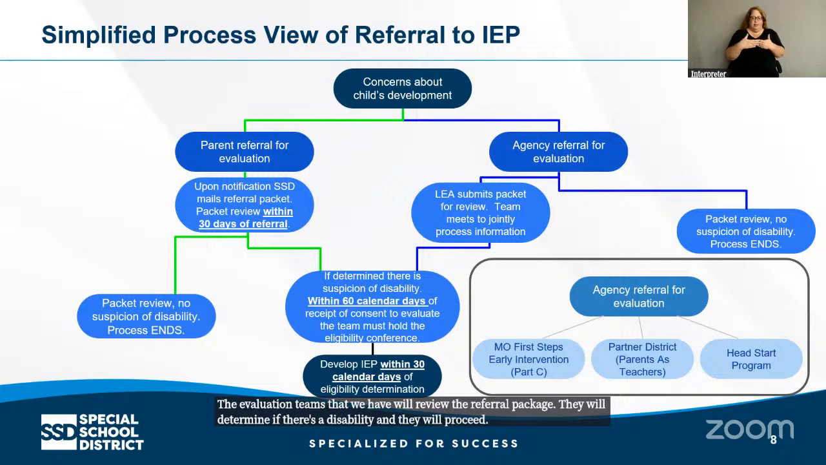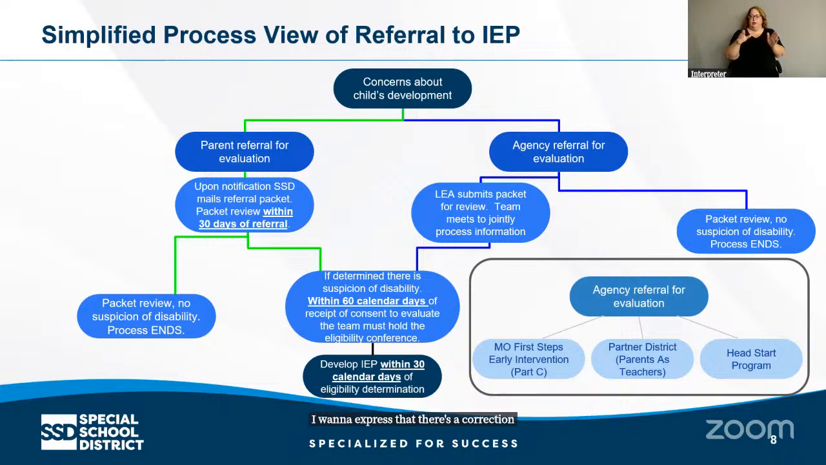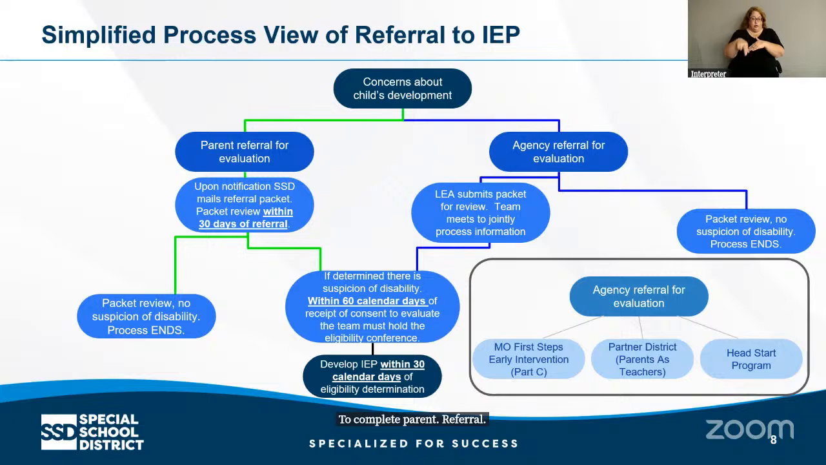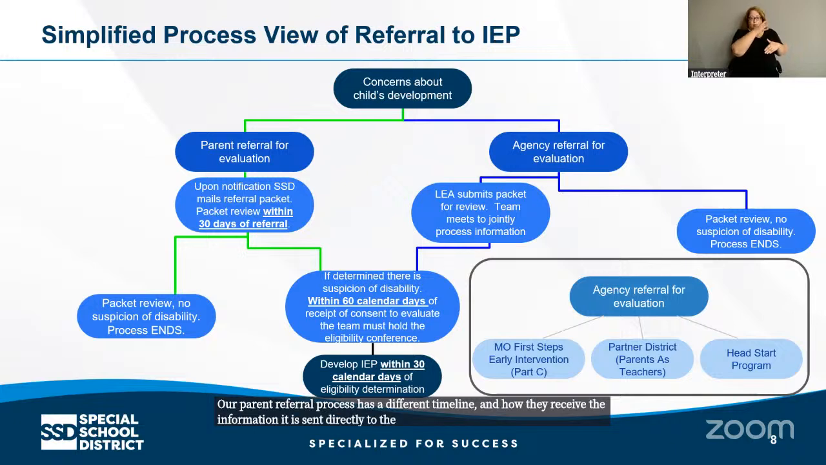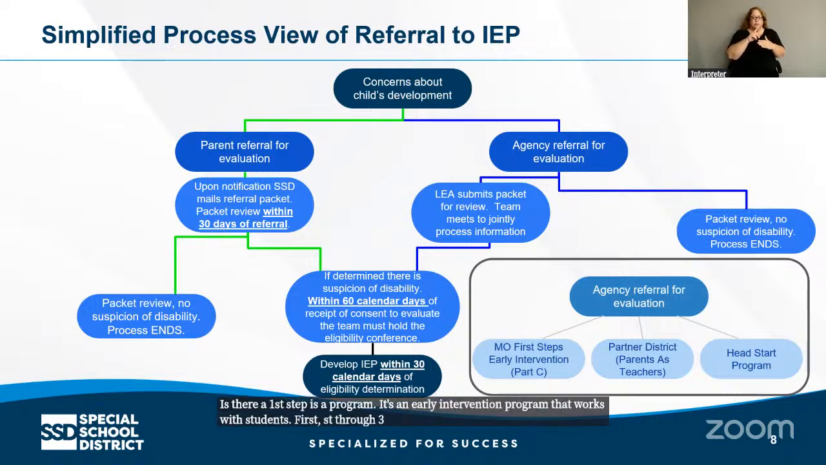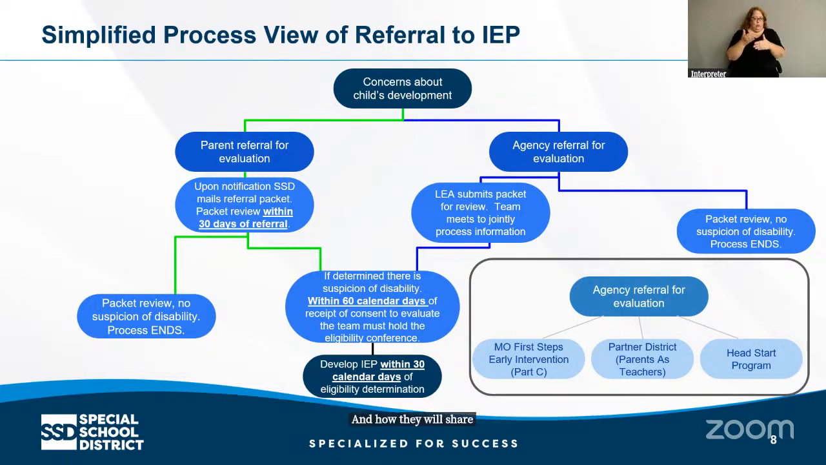I want to express that there's a correction in this box. These are all agencies that help to complete parent referrals. Our parent referral process has a different timeline in how they receive the information. It is sent directly to the parents. They're able to fill out any concerns that they may have, and they can return that information. Missouri First Steps is an early intervention program that works with students birth through 3. So they also have a process that DESE has set up about when they can communicate to school districts and how they will share that information. And then our partner districts, the parents and teachers are very strong advocates. They are very good support for us, as well as our Head Start program.